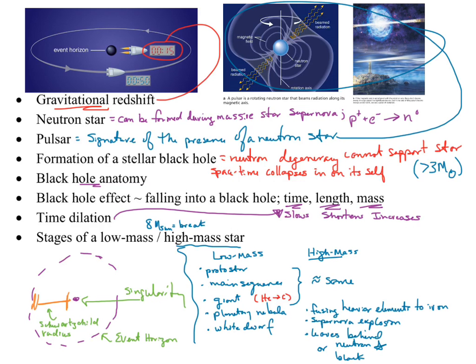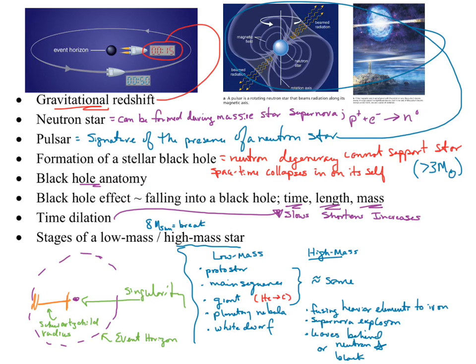Neutron star, okay, pulsar is a signature of a neutron star, and I brought in kind of at the top there, you can see the neutron star has energy being emitted kind of at an angle from its axis of rotation, and it creates kind of like this lighthouse effect.